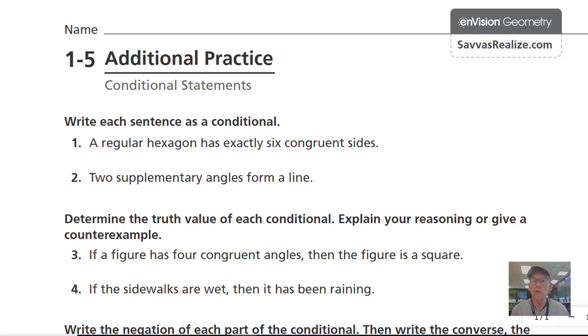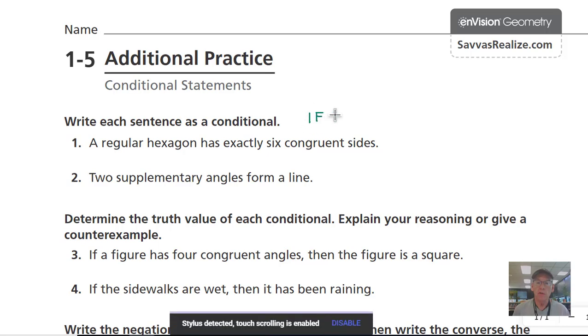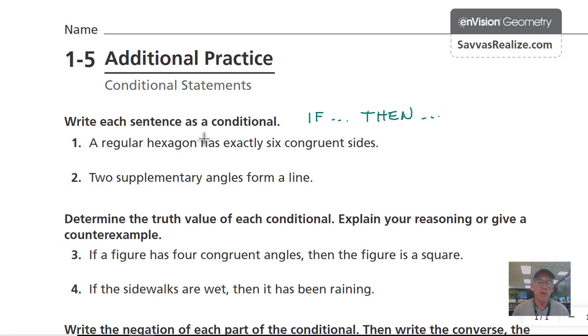This video accompanies the 1.5 additional practice, and for this first part we want to write each sentence as a conditional. Conditional if, then. So let's think. Regular hexagon has exactly 6 sides, so if a polygon is a hexagon, then it has exactly 6 sides.